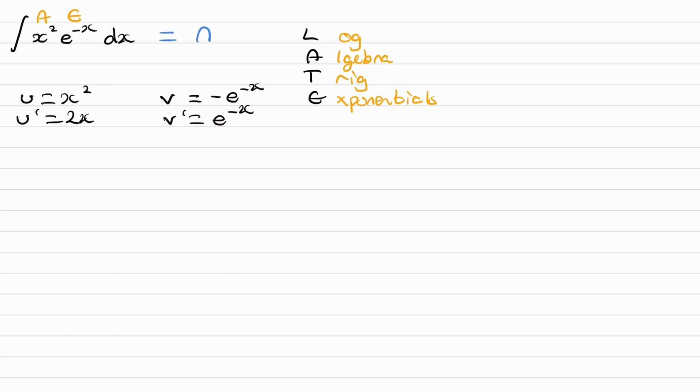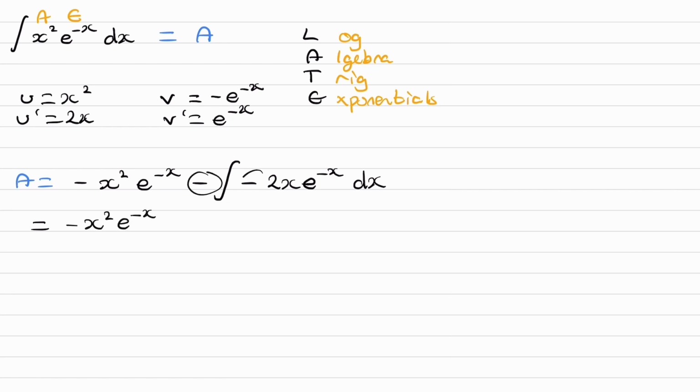We can now use the integration by parts formula, so I'm just calling this A. A is equal to u times v, so that would be minus x squared e to the minus x, that's u times v, minus the integral of v u dash, so that would be minus 2x e to the minus x. I'll just tidy this up a little bit, keep the first thing as is, and then these two minuses make plus, so plus the integral of 2x e to the minus x dx. And now we have to use integration by parts one more time.